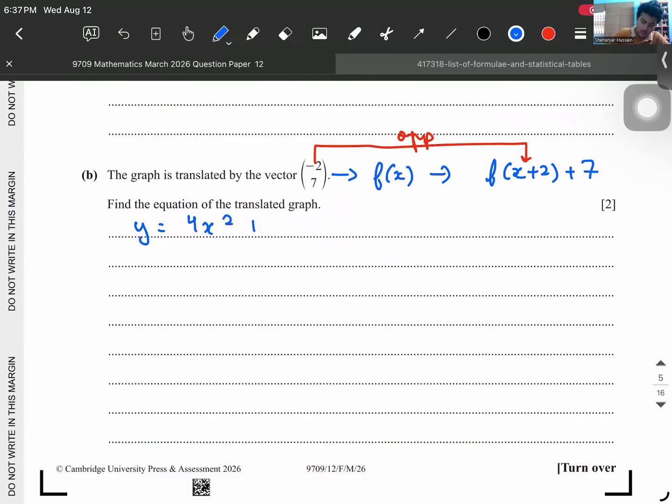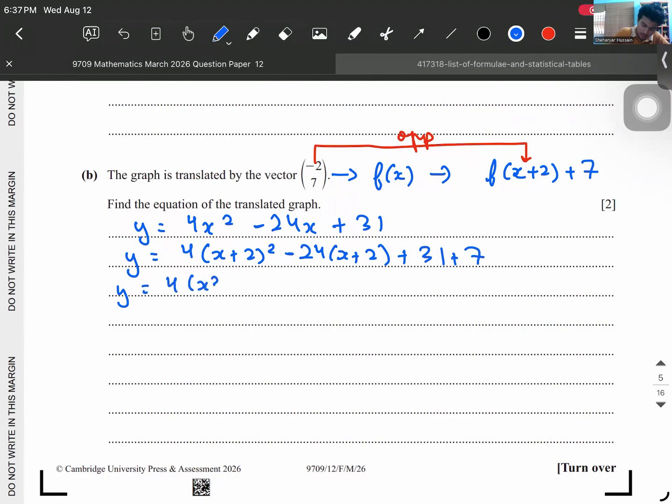We know the value of b as well, which is negative 24x plus 31. So wherever we have the value of x, we are going to write x plus 2 the whole thing squared, and the rest of the thing is just 31 plus 7. Solving this, we get 4 times x squared plus 4x plus 4 minus 24x plus, okay, this is also negative 48, negative 48 plus 38.